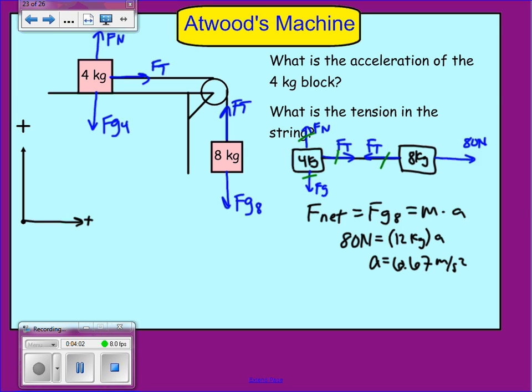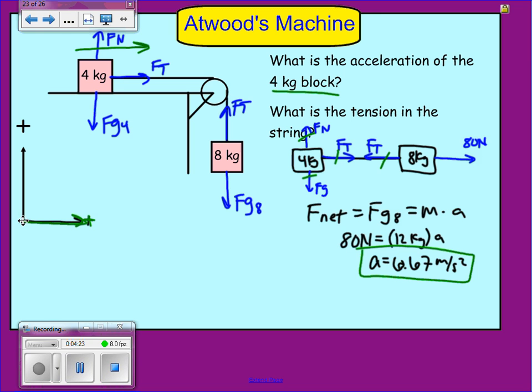And then I just have to check and see, okay, what am I asked to solve? What is it asking the acceleration for? And it's asking for the 4 kilogram block. So the 4 kilogram block is going to accelerate to the right, and notice I've made to the right positive. So my answer is a positive 6.67 meters per second squared acceleration.